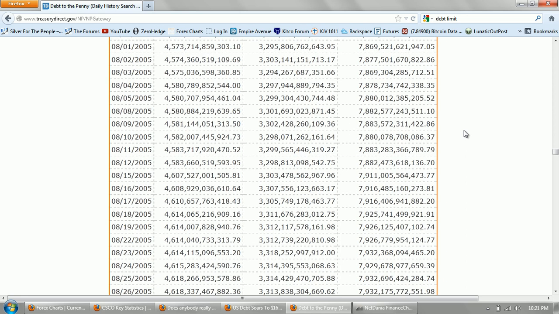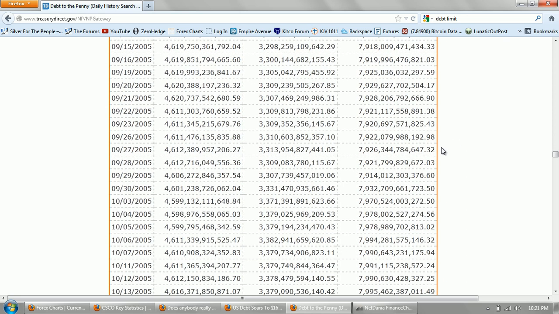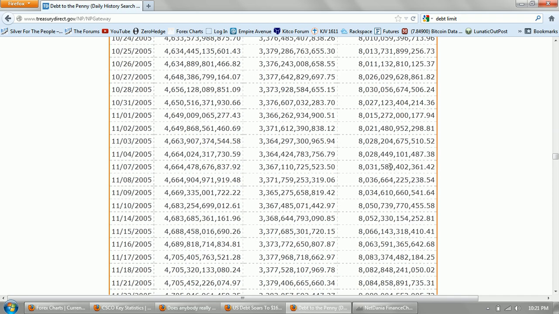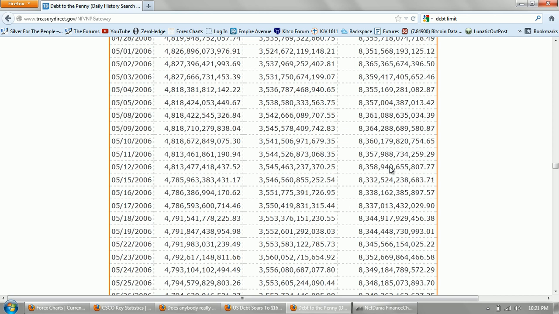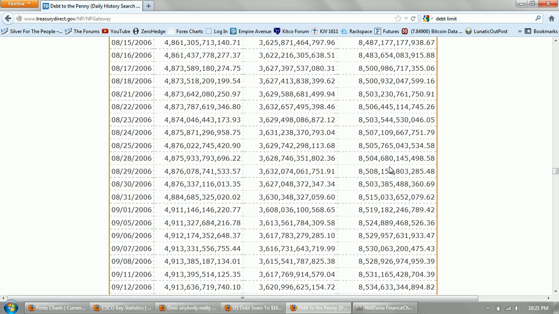Let's go to 2005, and you can see the end of the fiscal year there. We had about 7.932, and then we went to 7.970. So we had about a $50 billion jump right there. And the thing we want to look for is what happens over the next month. So we'll look at a few of these here.